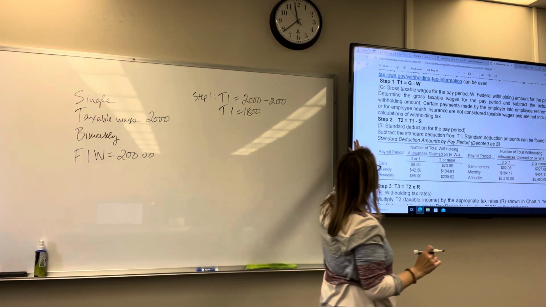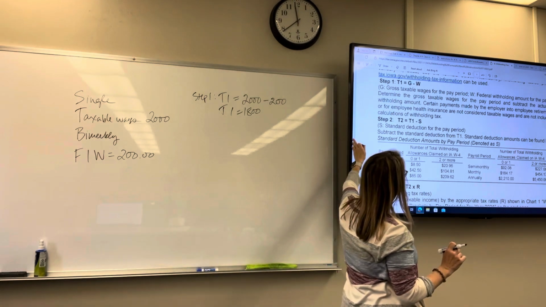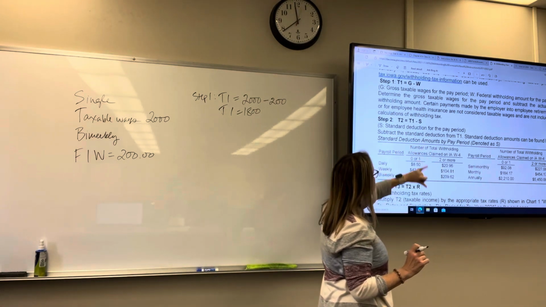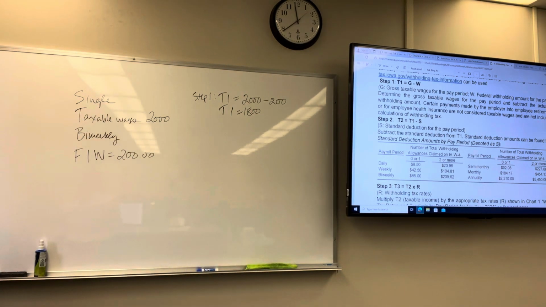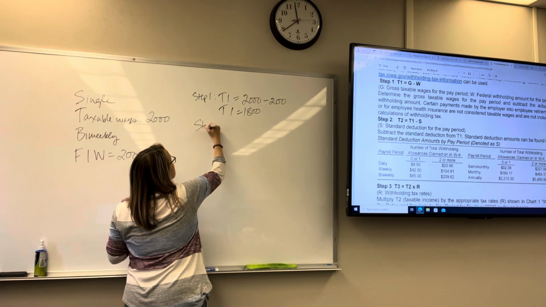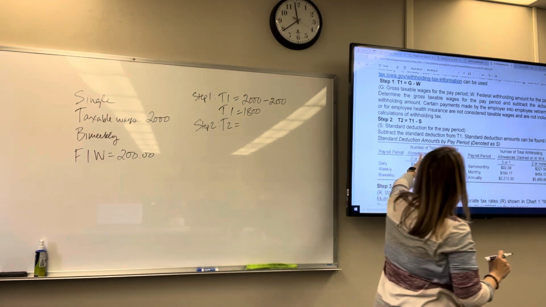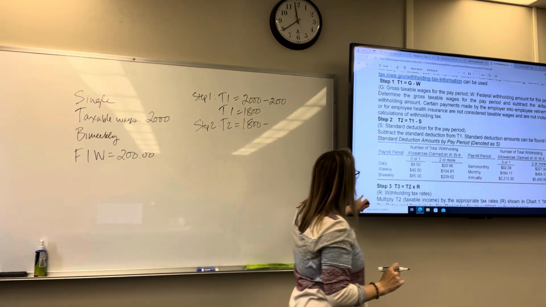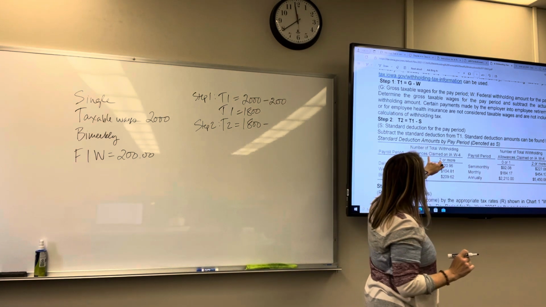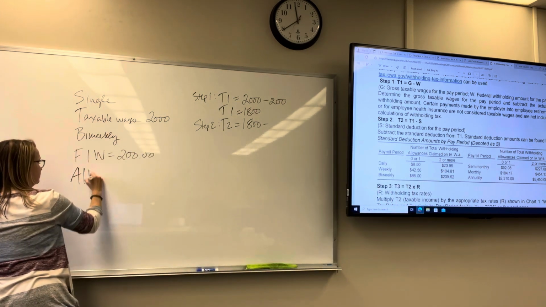All right, step two. Standard deduction for the pay period. We're going to subtract the standard deduction from T1. Standard deduction amounts are listed below. So this is going to be T1 minus S. So now we're at step two. We're going to take T1, 1,800, minus, they're paid bi-weekly, total number of withholding allowances claimed on the Iowa W-4. Let's say we had 3.